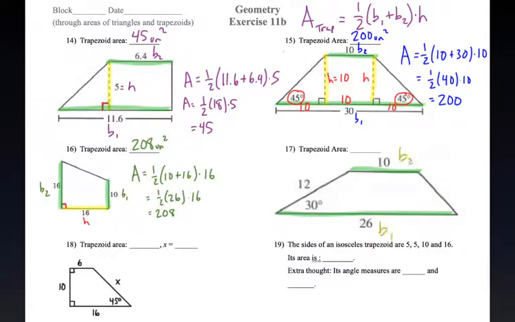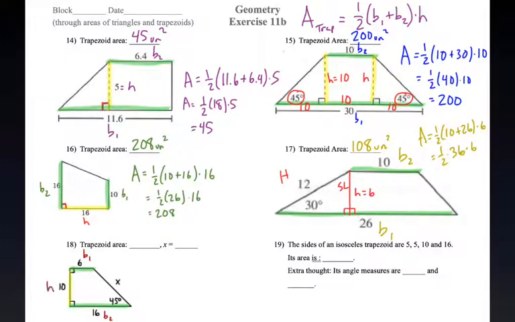It's not isosceles, but that height will chop off a, look at there, 30, 60, 90 triangle. 12 is the hypotenuse. My height is the short leg. So 12 divided by 2 is 6. There's my height. 1/2 times 10 plus 26 times the height 6 is where that comes from. Number 18, the trapezoid area.